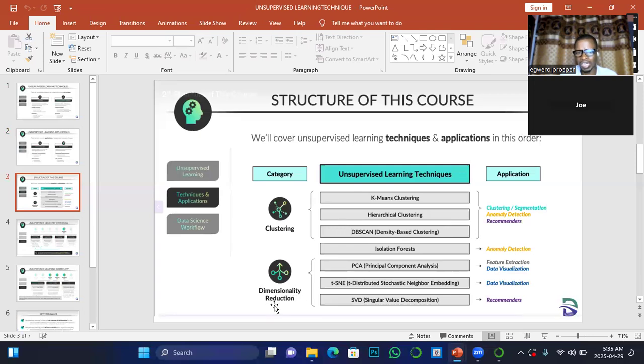Then dimensionality reduction, with the PCA which I talked about, and so on. And then we have recommender, like we had it there. We have it repeated in both, which means that it's very important. Both techniques apply recommender.